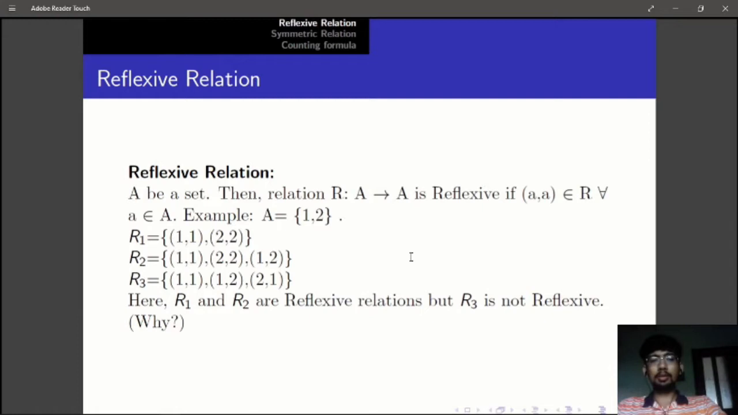Clear? Next, R3: (1,1), (1,2), (2,1). Here the ordered pair (1,1) is there, but the ordered pair (2,2) is not there, so it is not reflexive. Okay.